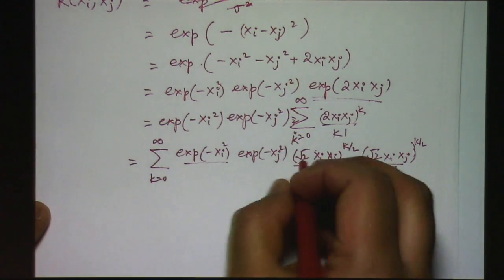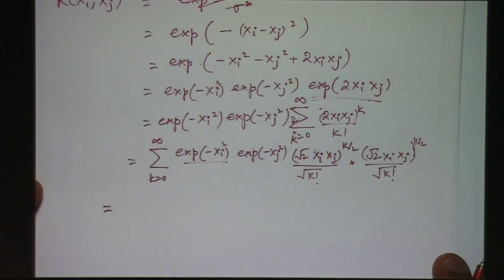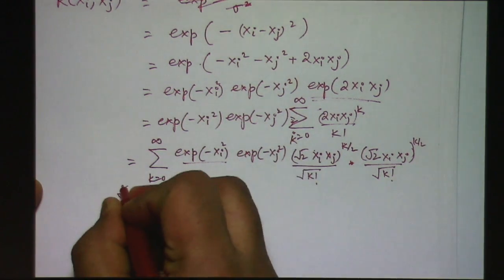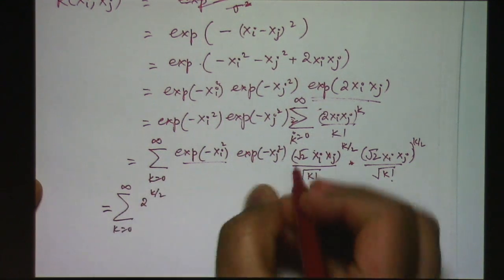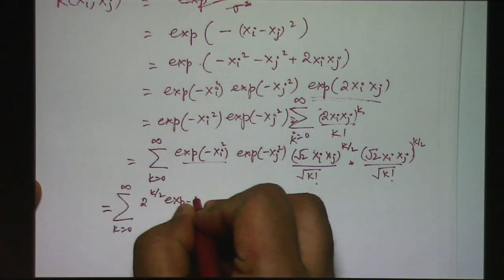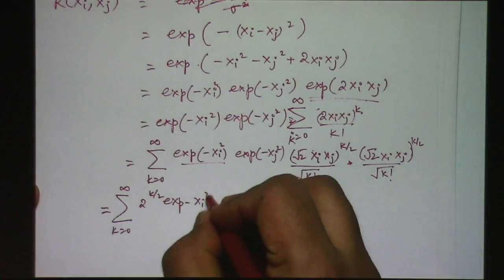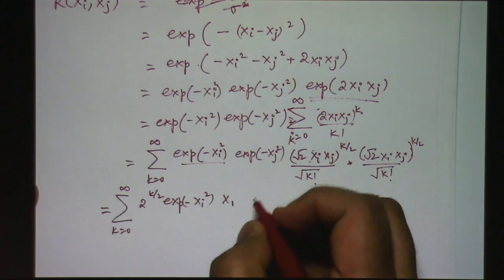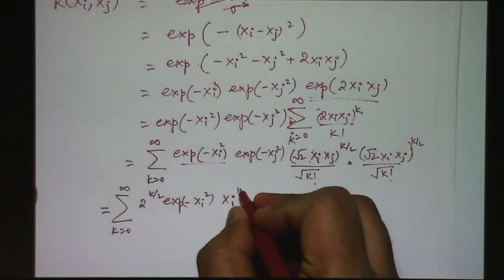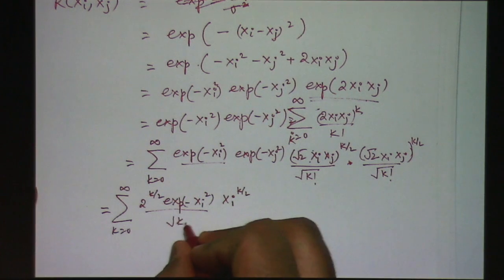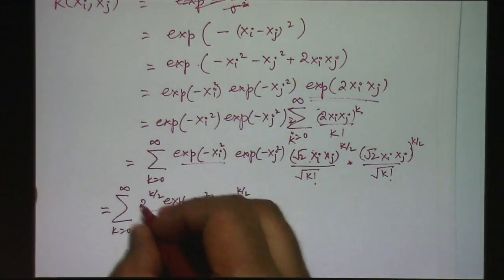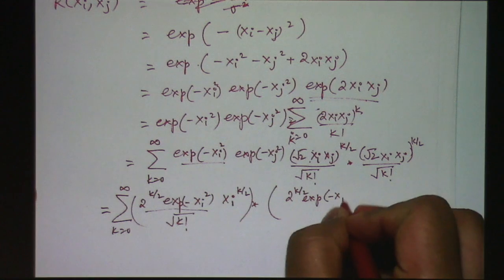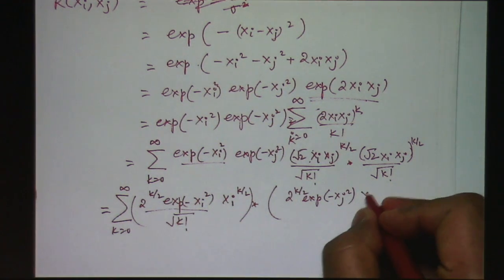So this could be written as 2 raised to k by 2, and exp minus xi square, times this part, just the xi part, k by 2, times exp minus xj square, and then just the xj part.